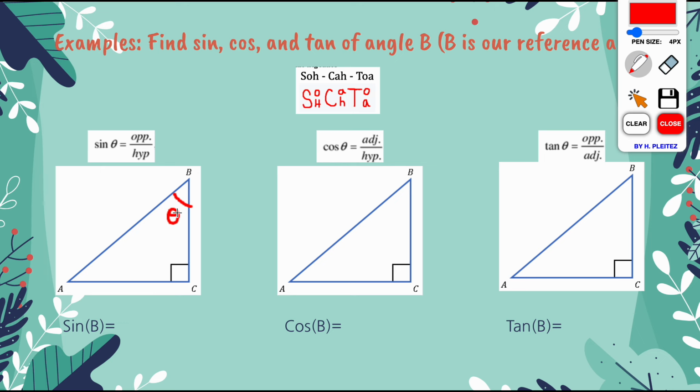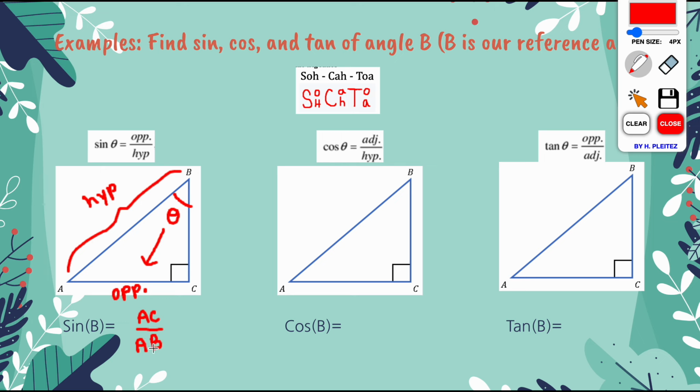So now we want the opposite side and the hypotenuse. Again, hypotenuse is never changing. I usually label that first so that we don't get confused. But opposite, I'm going straight across from my reference angle, so my opposite side is AC. Now for sine of angle B, it's opposite, which is AC, over hypotenuse, which is AB.